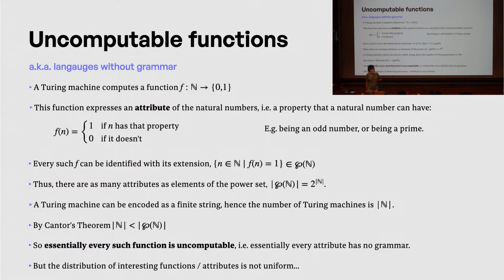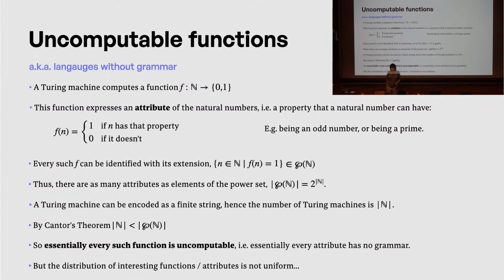Another story is what happens to interesting attributes. And that's difficult to answer because it's difficult to quantify interesting. But, well, on the one hand, one could argue that having a grammar or a finite description contributes to the interestingness of a function, right? So I would imagine that interesting is not uniformly distributed. I don't know how it is distributed.